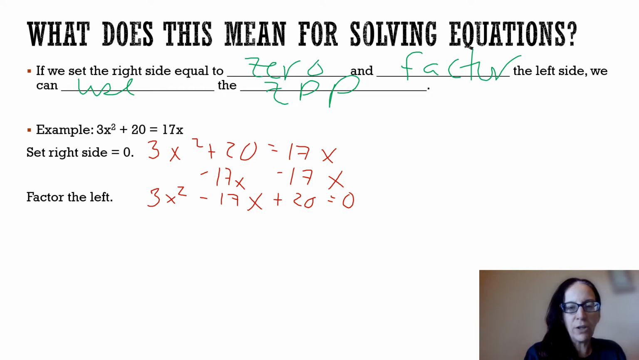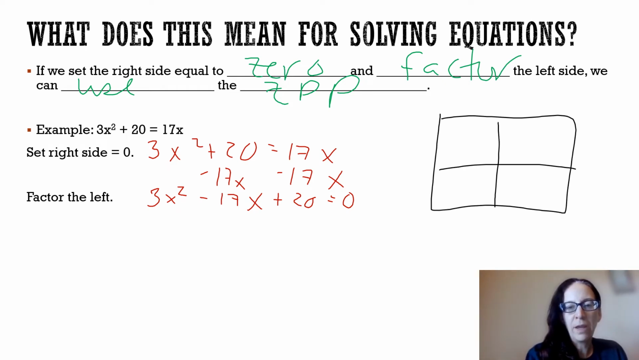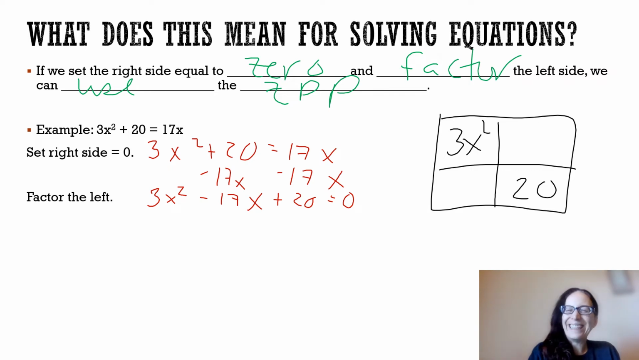So what I'm going to do over here is some scratch work. I'm going to set up my area model, and I'm going to put 3x squared in the upper left and 20 in the lower right. And now I just have to grind this out. So I have a leading coefficient. I do have 3x squared and I have the 20. And I need to make sure all of these squares add up to the right area.